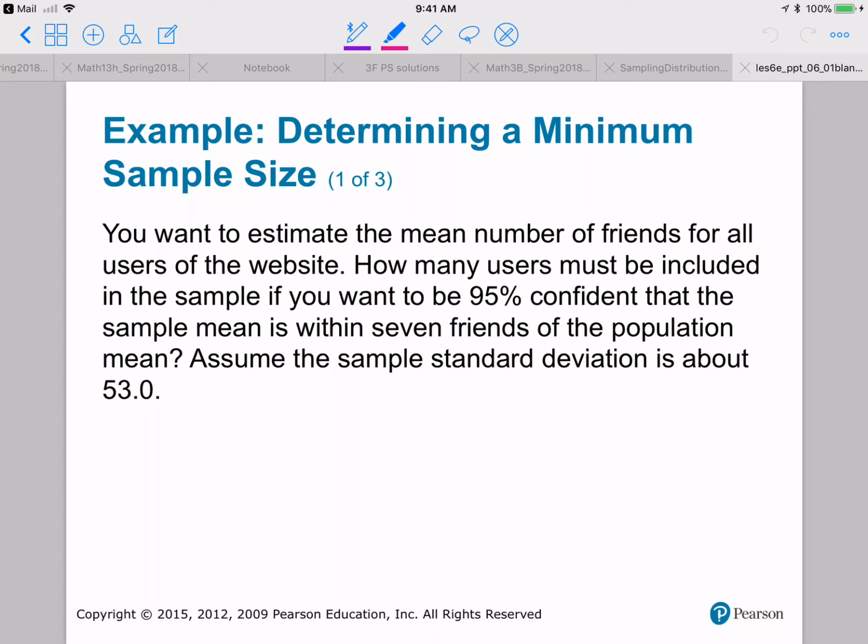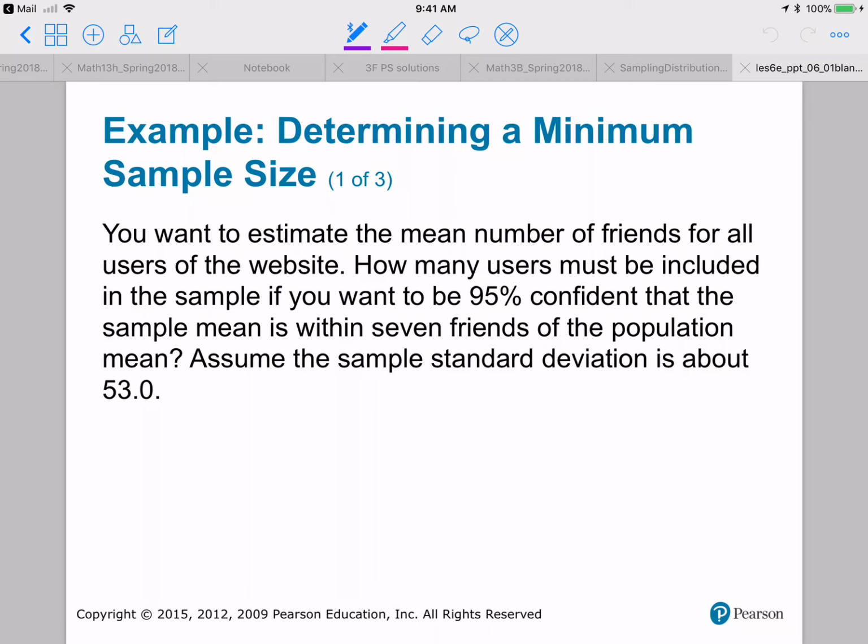You want to estimate the number of friends for all users of a website. How many users must be included in the sample if you want to be 95% confident that the sample mean is within 7 friends of the population mean? Assume the sample deviation is about 53.